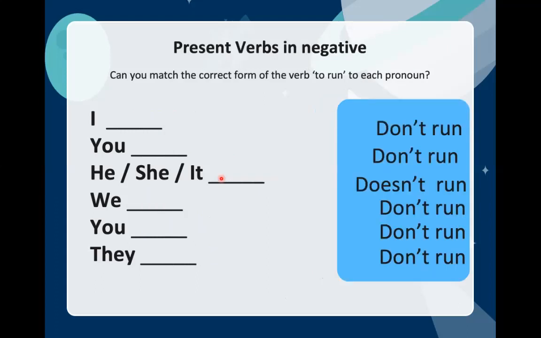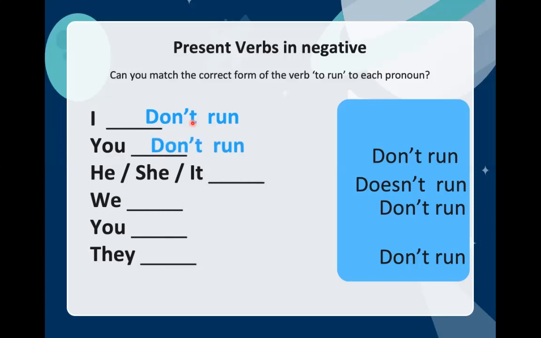Okay. Let's see. Now, can you match the correct form of the verb to run to each pronoun? But this time we're looking at a verb, and we're going to put it in negative. So how would we do that in present? I don't run. We add the auxiliary don't, or we just add the not. You don't run. He, she, or it doesn't. Notice that usually every time in third person, we add an S, all right? So here, doesn't run, and the verb does not change.